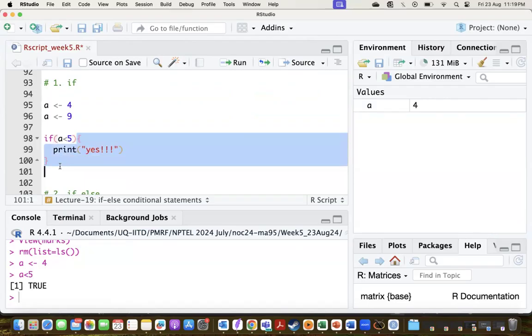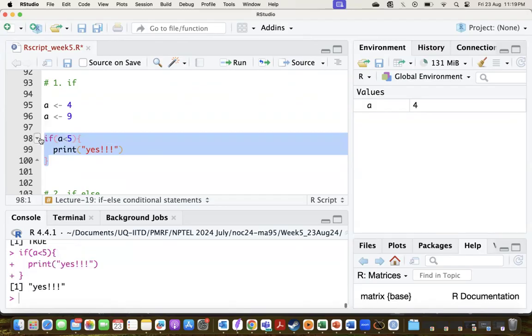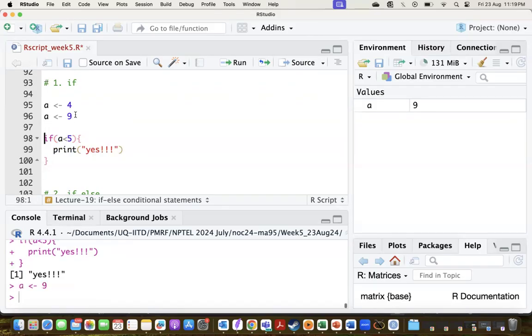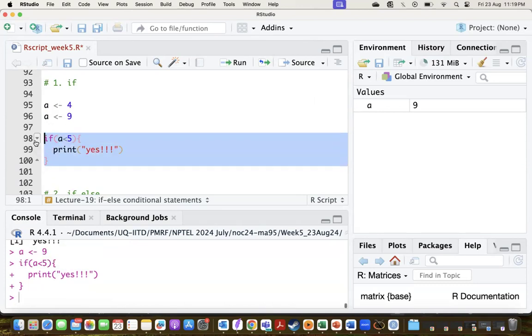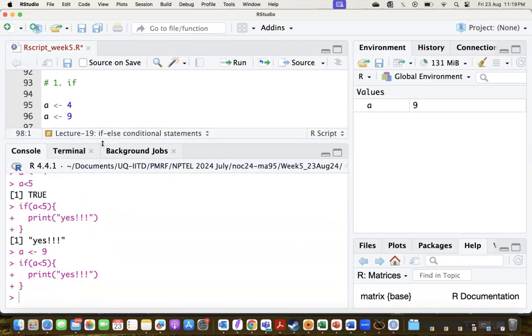If it is true, then this chunk, this set of bracket is the sort of, you can imagine there's an imaginary cursor. So it goes inside this and it comes up here and then it executes this line. So if I put my cursor here, what I can do, I can select the whole thing. And if I run this, it gives me the output yes. We'll take the second case. Now, if instead a was 9, again, I select the whole thing. Now, since this statement is going to be false, I do not get any output.